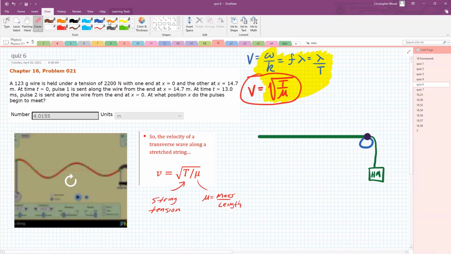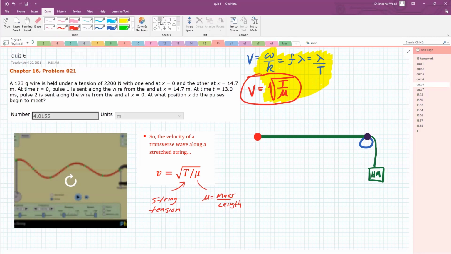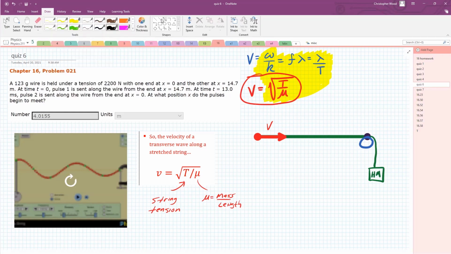Make this easier to look at. So I have a red pulse here at this end, and then I have a blue pulse at that end. This red pulse is generated and takes off flying down the string in this direction with some velocity V. This blue pulse is generated on the right end and comes flying in this direction towards the red pulse. And at some point they meet.